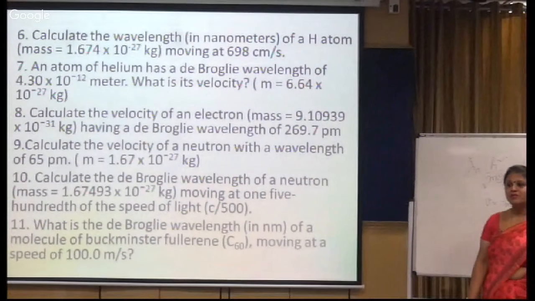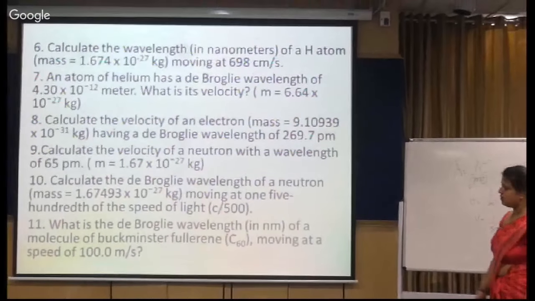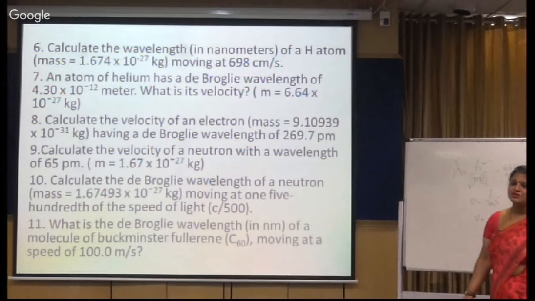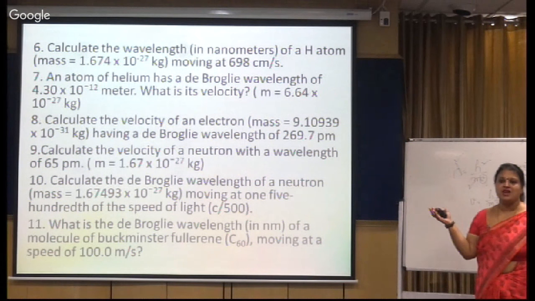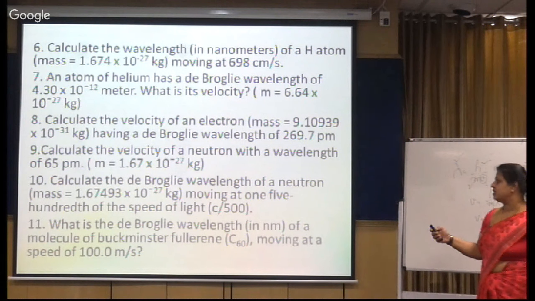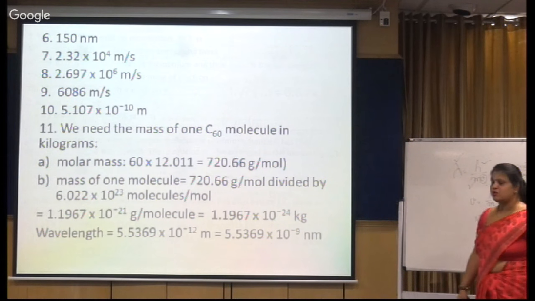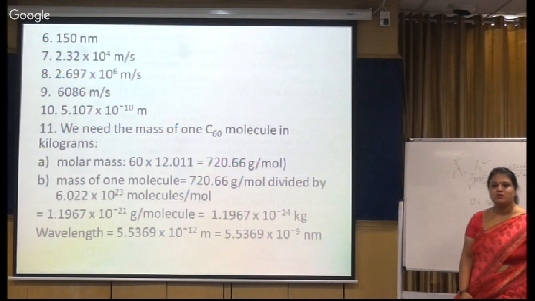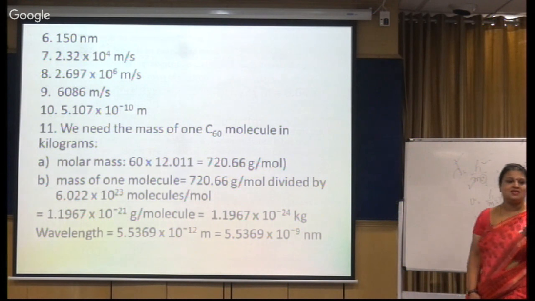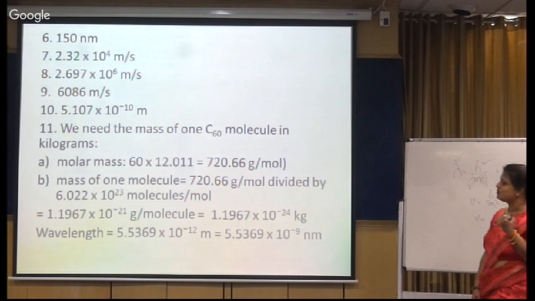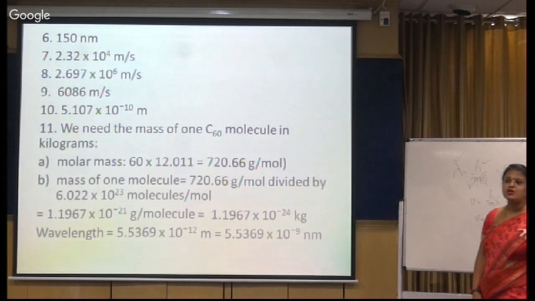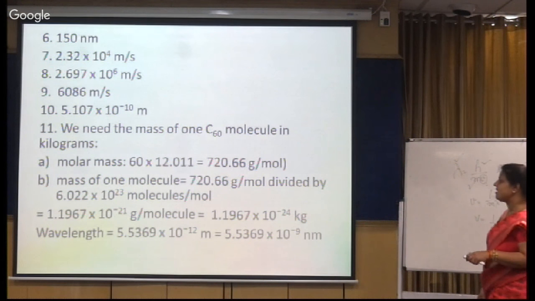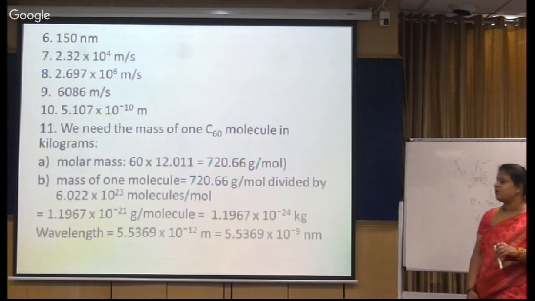Now this requires a bit more calculation in terms of the number of molecules present in 1 gram of fullerene and so on. So first, we all know its molar mass will be, since there are C60, 60 into the molar mass of one carbon atom. So 60 into 12.011. To be more precise, we can always take 12. So it comes out to be 720.66 gram per mole.